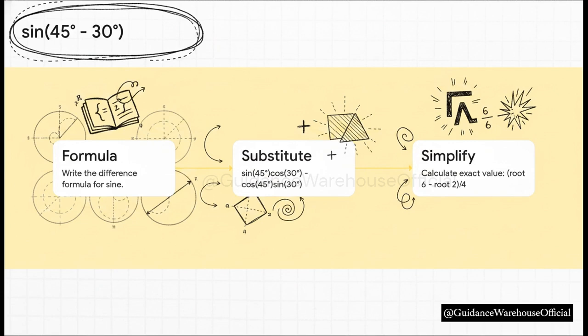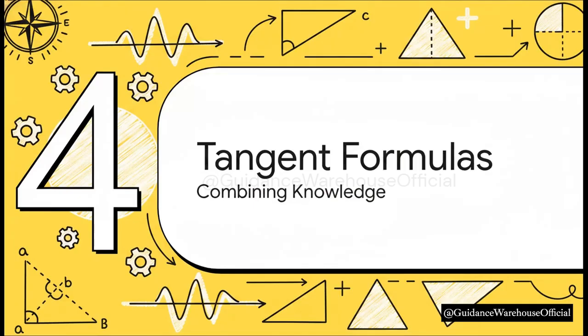Step 3, we drop in those known unit circle values, multiply them out, and simplify to get root 6 minus root 2 all over 4. It's the exact same substitution process we just did for cosine, we're just mapping it to a different formula. We're making great progress here.